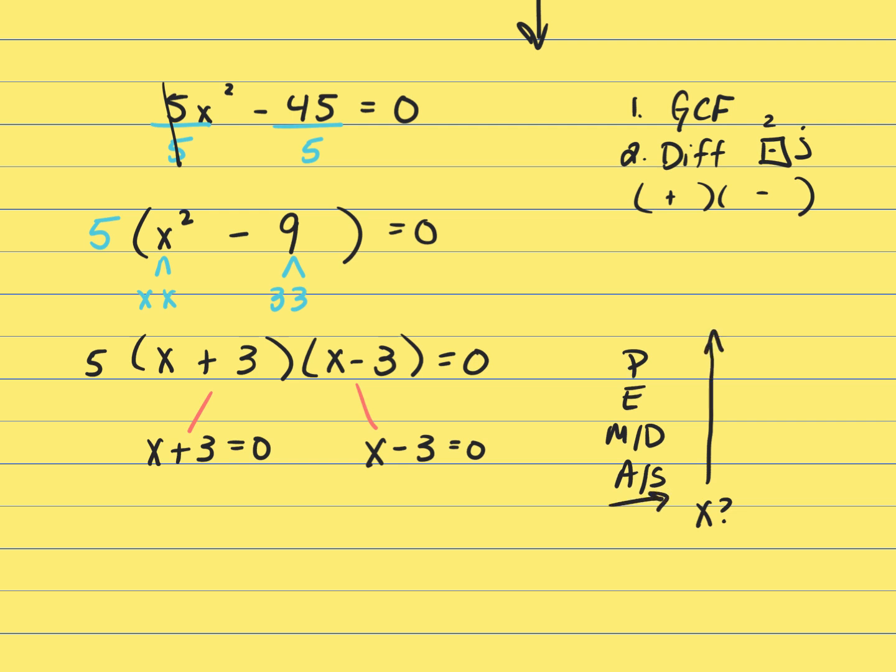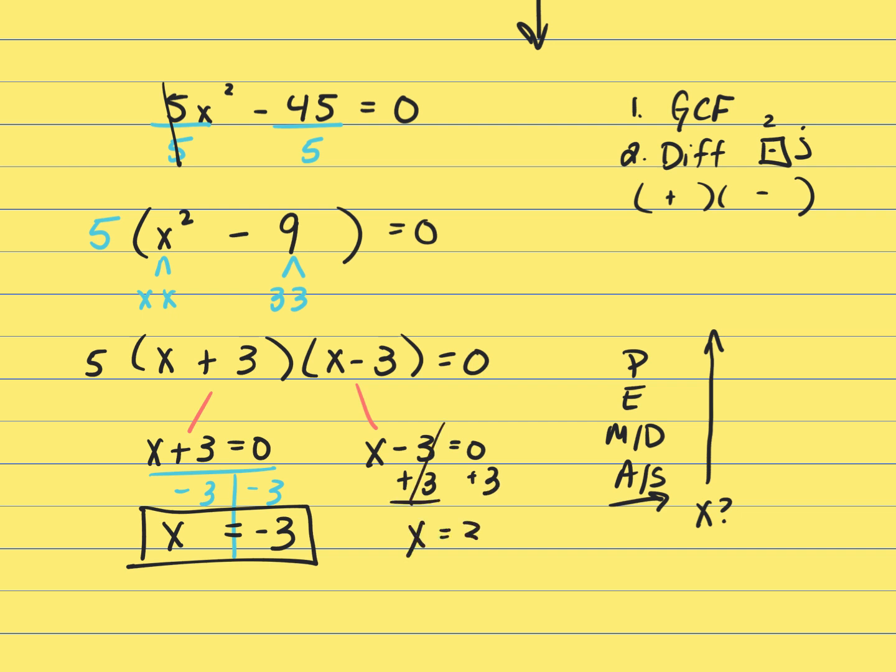If I have x plus 3 equals 0, then I'm going to subtract 3 from both sides of my equal sign, and I'm left with x equals negative 3 on the one side. On my other equation, I add 3, and I'm left with x equals positive 3. Lovely. So that is the first problem with the review.